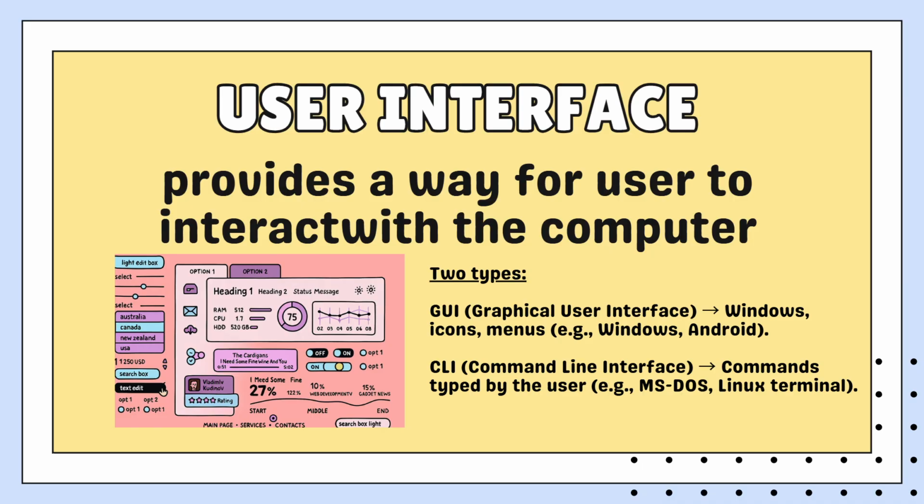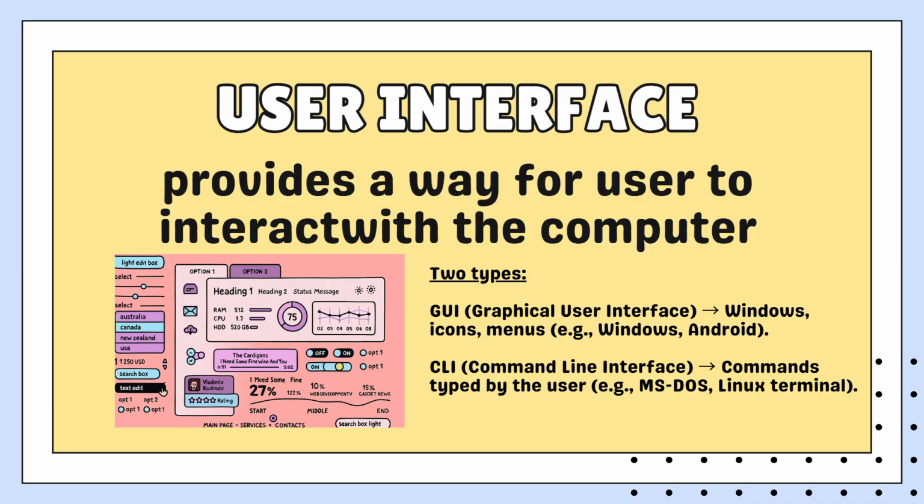So for example, clicking icons or typing commands, like I'm using this computer, and these have two types. First is graphical user interface, which has windows, icons, menus, like Windows laptops and Android mobiles. These also have a graphical user interface, which is an operating system. It is a main function.